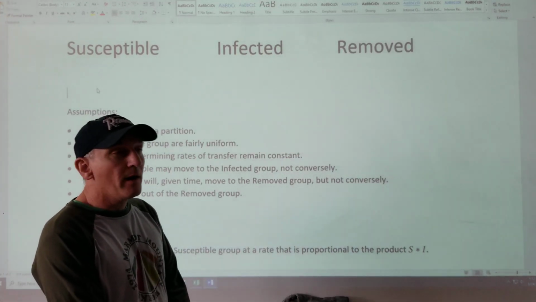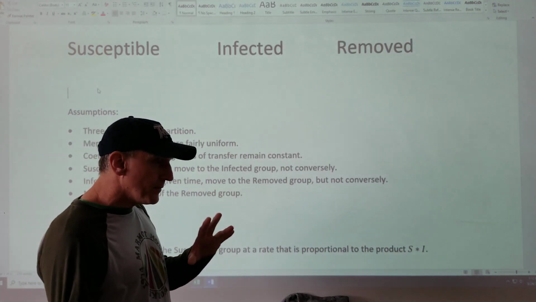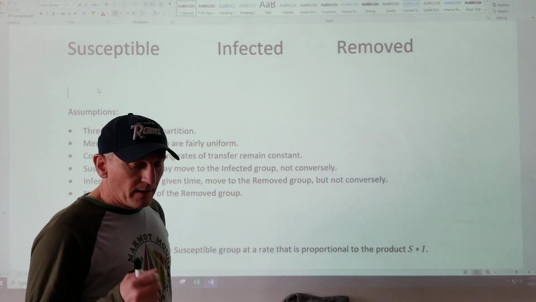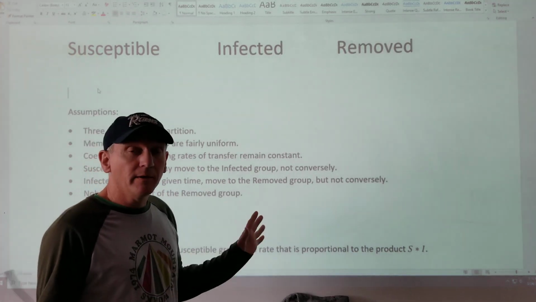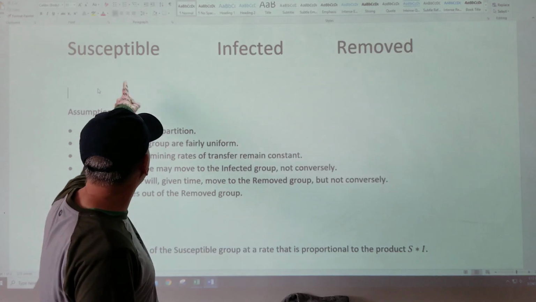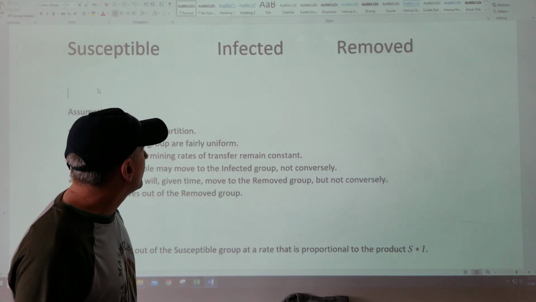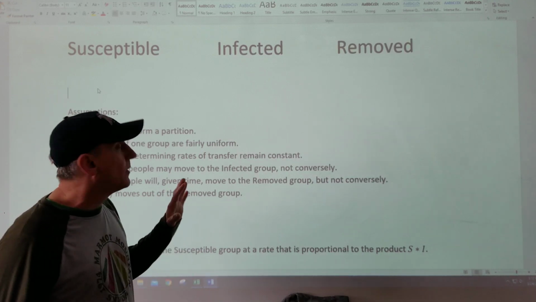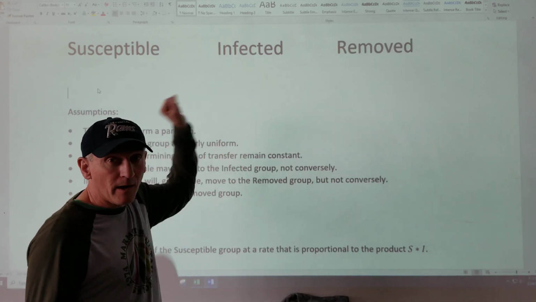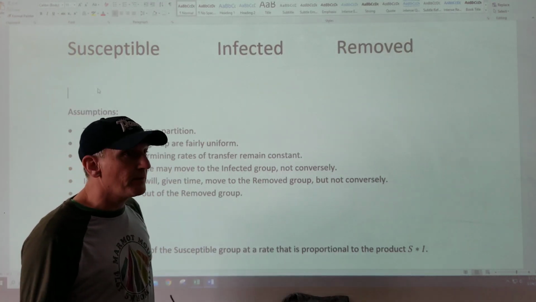And the idea behind the model is that when a virus is spreading through a community, at any point in time, you can divide this community into three groups. Those who are susceptible, those who are infected, and those who are removed. There is no sitting on the fence here. You are either infected or you're not. So you cannot belong to two of these groups. That's one of the assumptions.